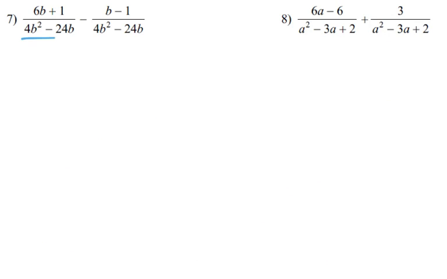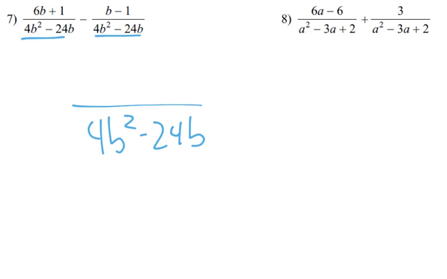Okay, so once again, we first start off by checking the denominators. If they're the same, we just rewrite it. And then we combine things. 6b minus b will give us 5b. 1 minus negative 1 will give us a positive 2, right? Because minus a negative is really plus. So I can't really do anything else to that.